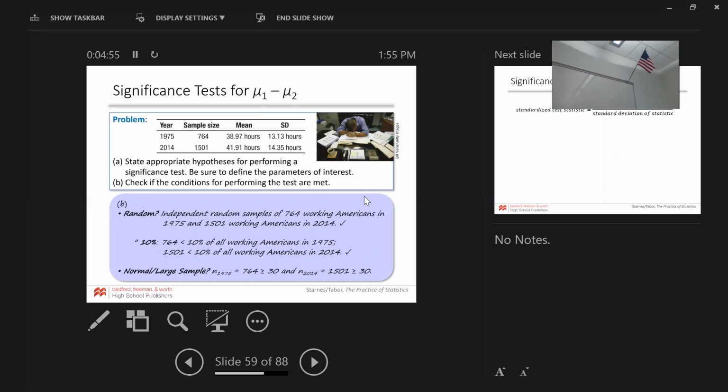Conditions. SRS, way less than 10% of the population, and the sample sizes are plenty big enough. Here are the sample sizes, both over 30. Okay? So what did we do? We wrote the null and alternate, we checked the conditions. Now you're going to go to your calculator.